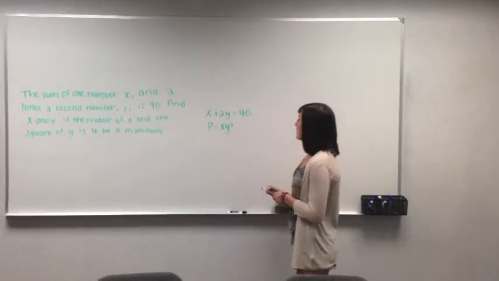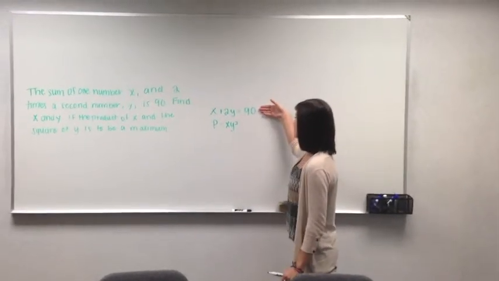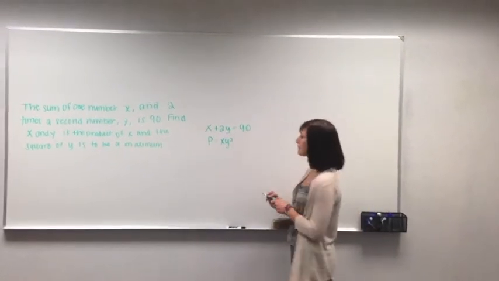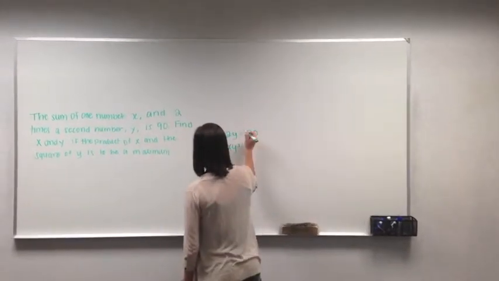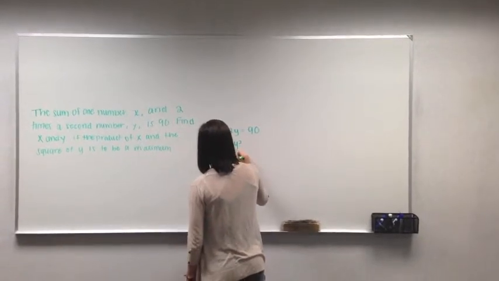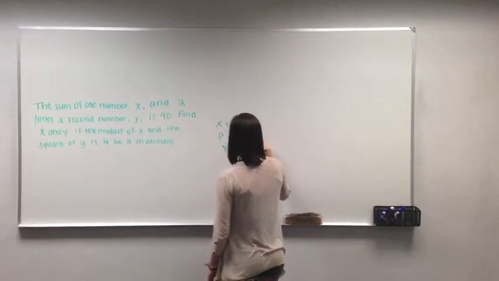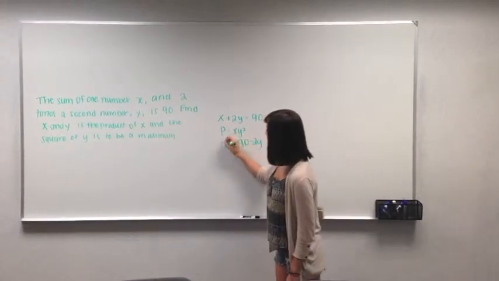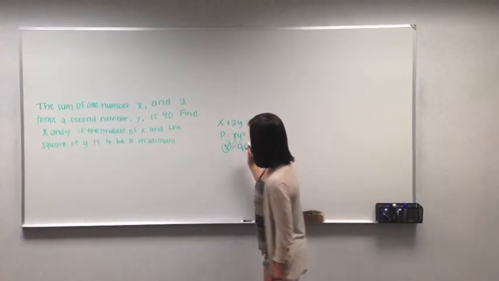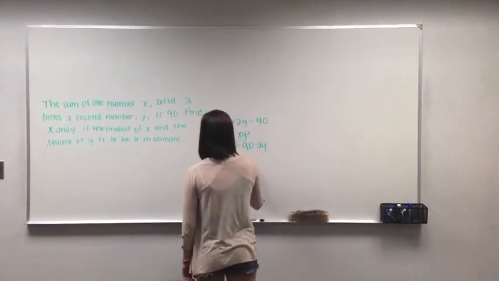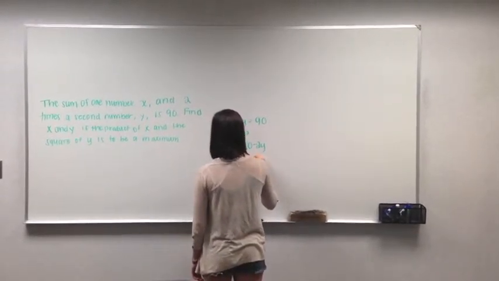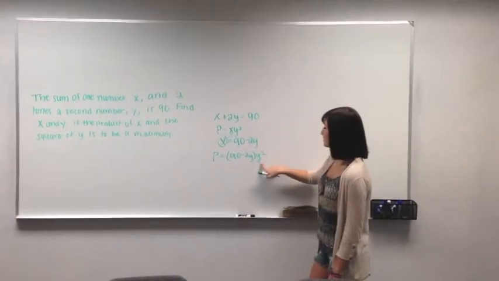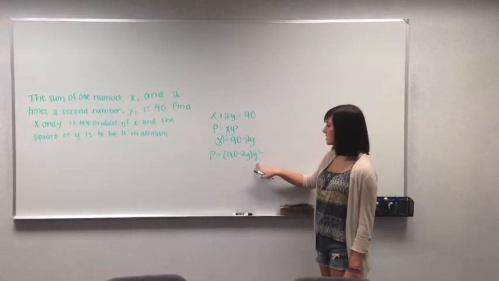The next step is to substitute from this equation into this equation so that this equation is only in terms of one variable. So what we're going to do is set the top equation equal to x. So you have x equals 90 minus 2y. And we're going to take this x value and substitute it into this equation. So you get p equals 90 minus 2y times y squared. So now this equation is only in terms of y, which makes it substantially easier.